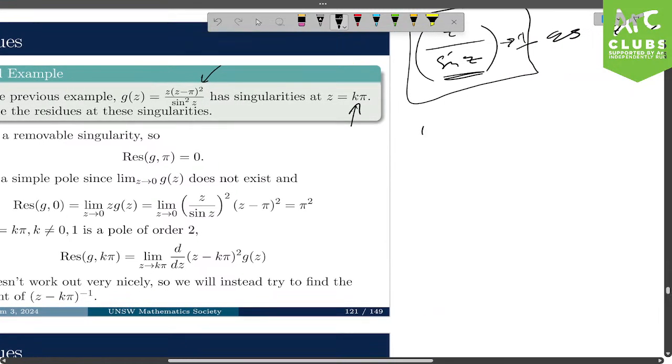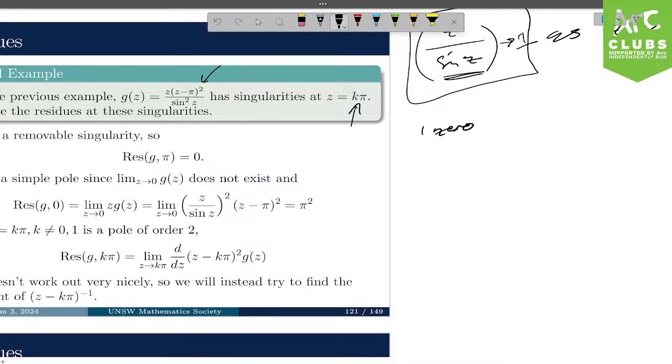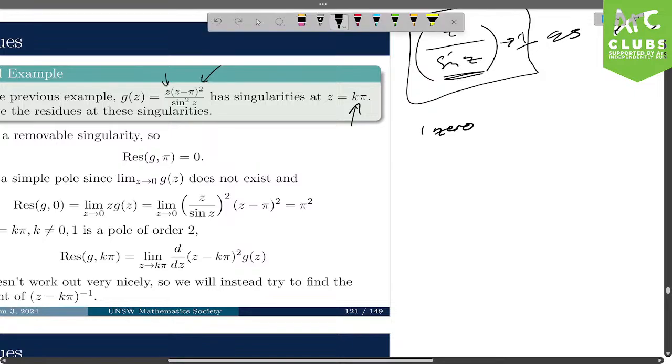So now we have one zero on the numerator because of this factor. And then we have two zeros in the denominator, giving poles. Therefore, simple pole.